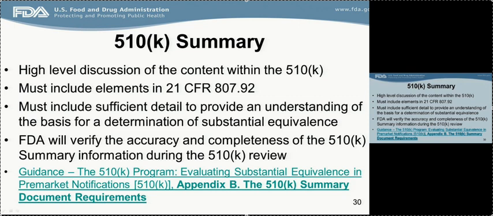The next aspect of the content of your 510(k) should be your 510(k) summary. The 510(k) summary is a high-level discussion of the content within your 510(k). Within your 510(k) summary, you should cover the elements covered in 21 CFR 807.92. Your 510(k) summary should include sufficient detail to provide an understanding of the basis for your determination of substantial equivalence. During the review of your 510(k), the FDA will verify the accuracy and completeness of your 510(k) summary. For more information on what should be included in a 510(k) summary, please refer to the final guidance, The 510(k) Program, specifically Appendix B, which covers the 510(k) summary document requirements, as well as provides a great example of a complete 510(k) summary.